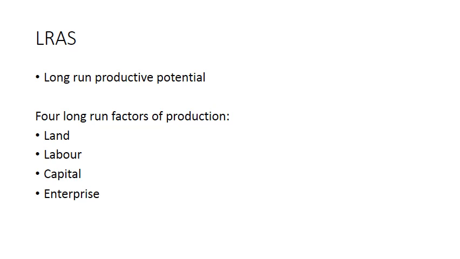The long run aggregate supply curve, which reflects an economy's long run productive potential, is all about the four factors of production. So it's about the quantity and the quality of land, by which we really mean natural resources, labour, capital goods being the goods that are used to produce other goods like machinery, and enterprise, which means kind of new businesses and new innovative processes in production.